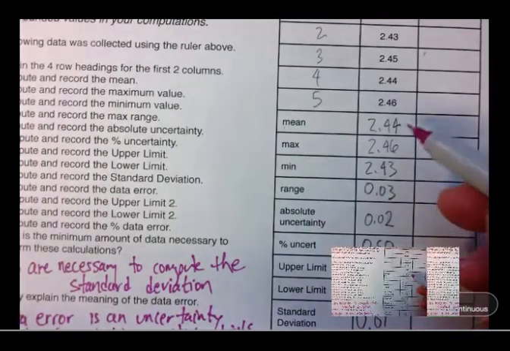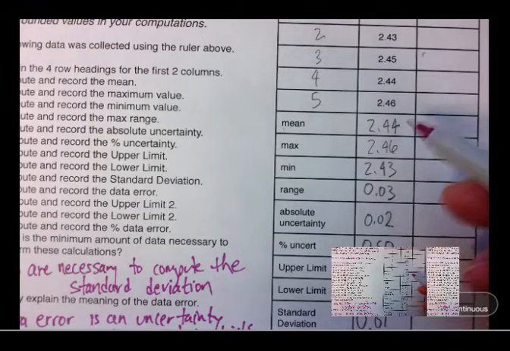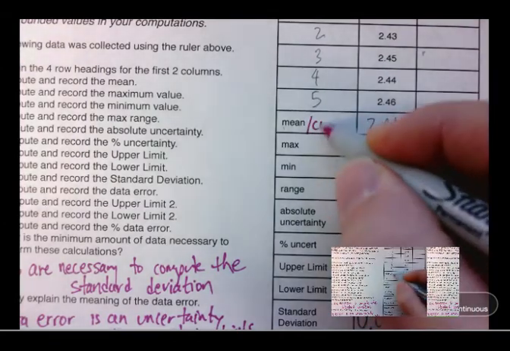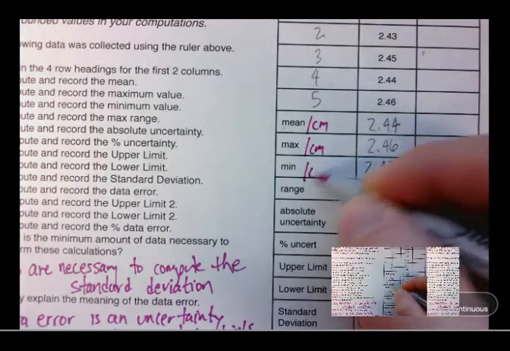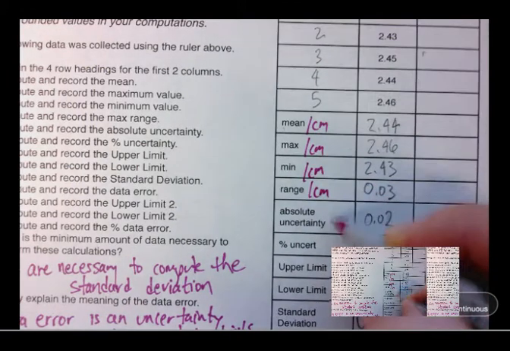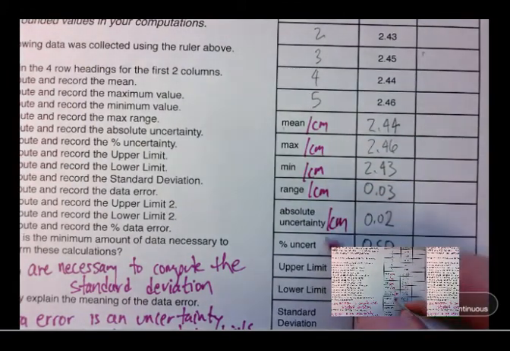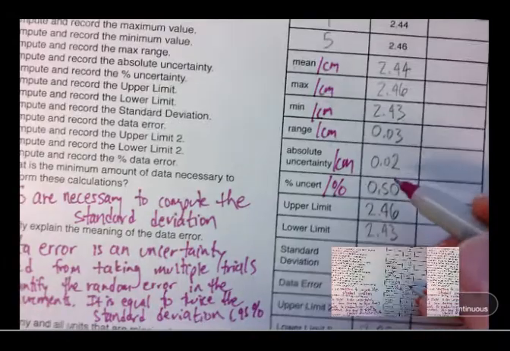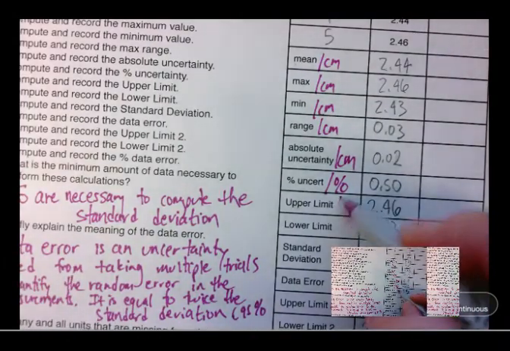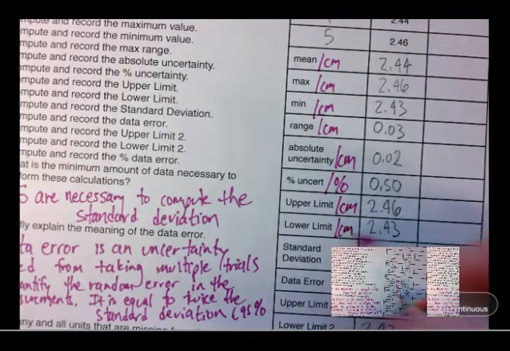Now the mean is 2.44. 2.44 what? Well, centimeters. And the same thing is true of the max and the min and the range and the absolute uncertainty. Percent uncertainty has units of percent. But the upper limit, 2.46, is centimeters. Lower limit, centimeters. Standard deviation is 0.01 centimeters. Data error is 0.02 centimeters. And similarly, these are centimeters. And the percent data error would be percent.